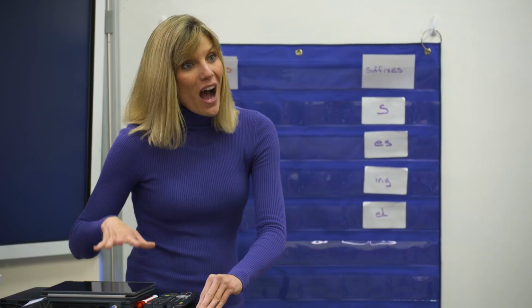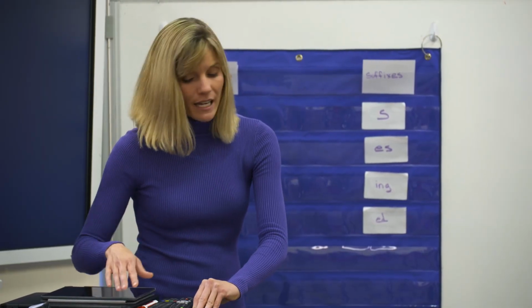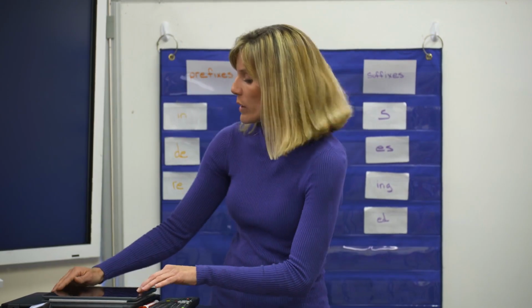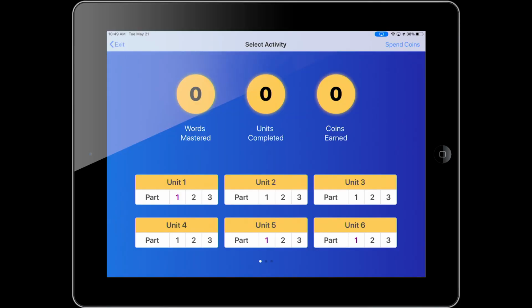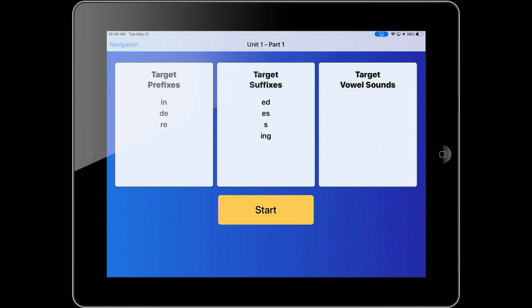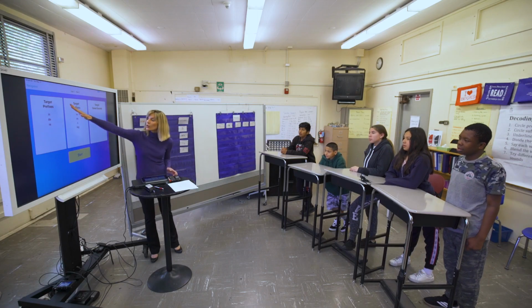Okay, great. So you guys got this strategy. So now, I'm going to show you how we're going to practice it. And it's going to be on an application called WordBuilder. Here we go. Okay, so we're going to start at the beginning. Unit 1, Part 1. And look, all your target prefixes and suffixes are right there. WordBuilder is a free application that teaches older, struggling readers how to break down multisyllabic words. And we do this by teaching students to identify the prefixes, suffixes, and the vowel sounds. And then they divide the word, leaving one vowel sound in each word part.